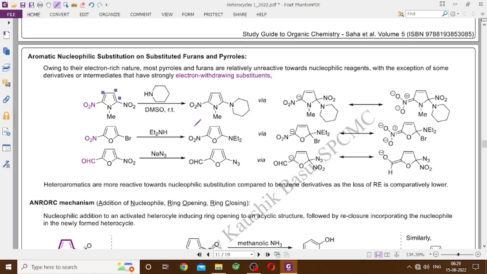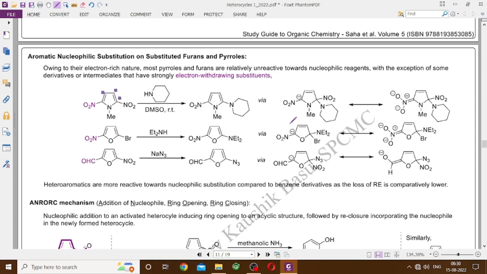Now, those heteroaromatics that actually undergo nucleophilic substitution are found to be more reactive compared to benzene derivatives, and this is rationalized in terms of the lower amount of resonance energy that is associated with these 5-membered rings compared to benzene. So when they react with nucleophiles, the corresponding negatively charged intermediates are formed relatively easily, because the loss of resonance energy is comparatively lower.